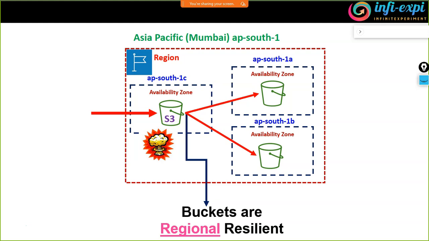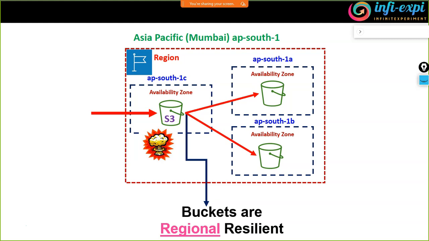So what happens if the region goes down? Okay, the whole region goes down. Practically, that's not going to happen. But let's say the Mumbai region in India goes down, and all the availability zones go down. In that case, you will not have access to your S3. You can't take a backup or replica of that particular S3 bucket into other regions. That's not possible. That's why it is called regional resilient.